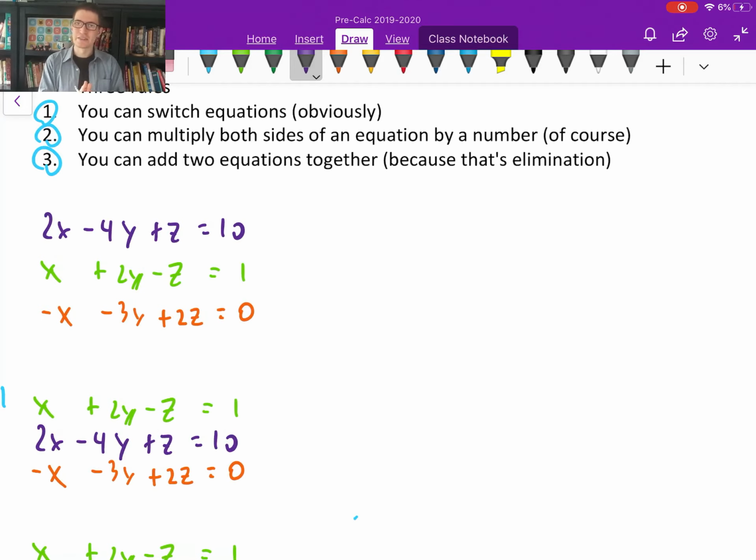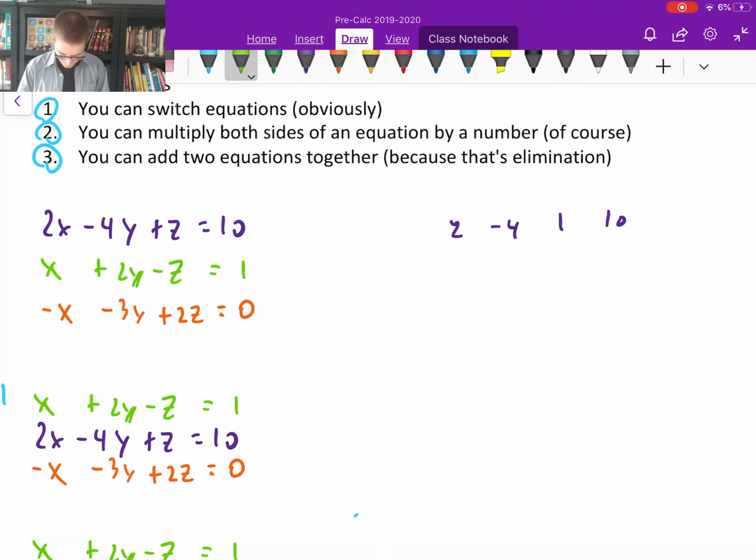If I want to turn this into a matrix, what's really convenient is I can just take each of the coefficients and make those numbers in the matrix, and then the answer will be another number in the matrix. Let me explain what I'm saying. I can write 2, negative 4, 1, 10 from our first row. The second row can be, let's see, the coefficient of x is 1, then 2 for the coefficient of y, and then negative 1 and 1. And then we have our third row. We have negative 1, negative 3, 2, and 0.